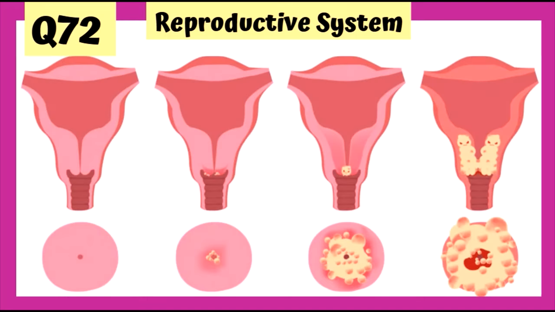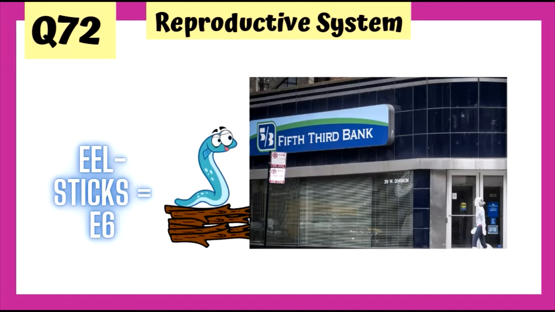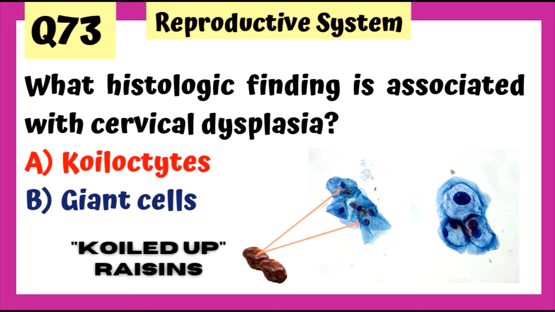And we see over here the different stages of CIN. E6 is the one that inhibits P53, and E7, pRB. E6, P53. This is question 73. What histologic finding is associated with cervical dysplasia? That would be the koilocytes. They represent HPV, the coiled up raisins. Remember the high risk ones? 16, 18, 31, and 33.